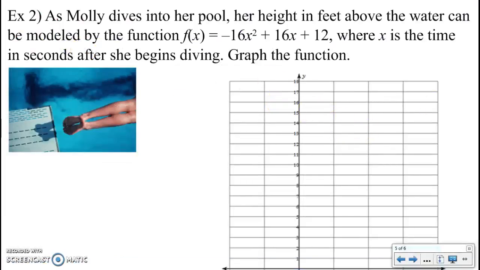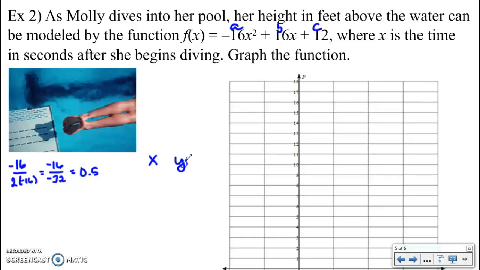So the next one, as Molly dives into her pool, her height in feet above the water can be modeled by the function f of x equals negative 16x squared plus 16x plus 12. I'm going to do the opposite of b over 2a. So I actually end up getting, forgot to change my sign, negative 16 over negative 32. So negative 16 over negative 32 is 0.5.